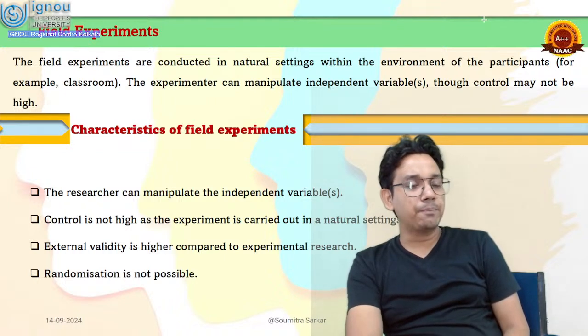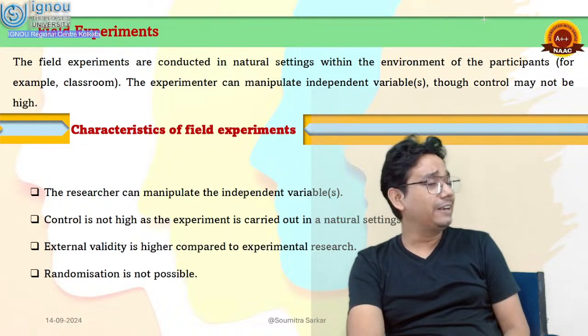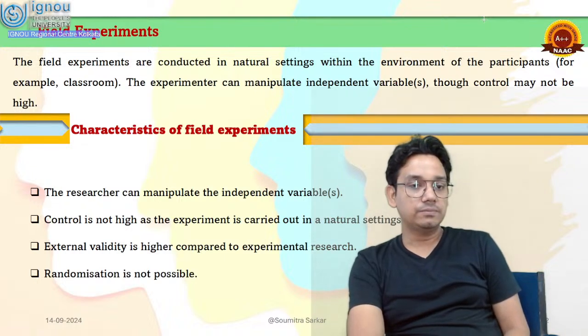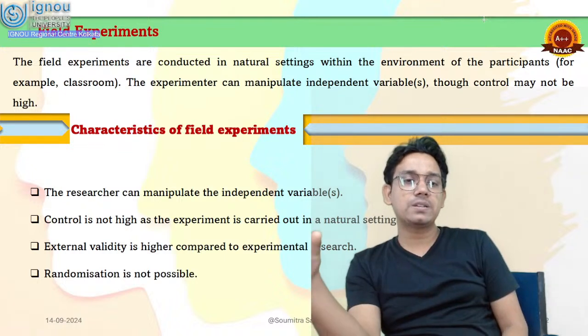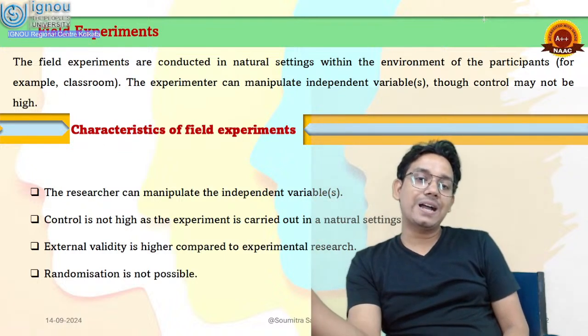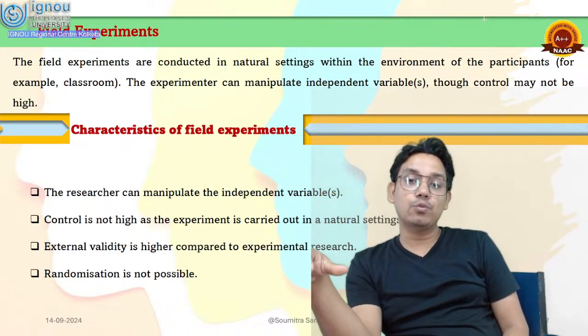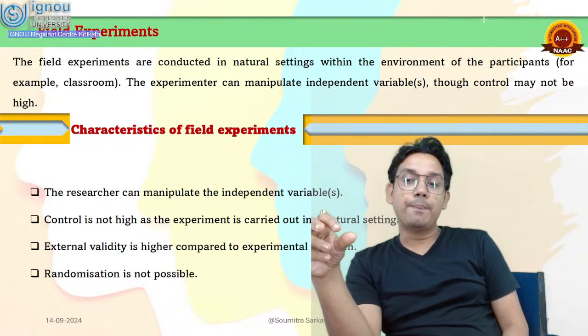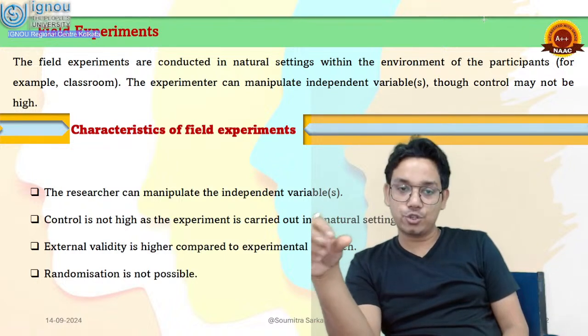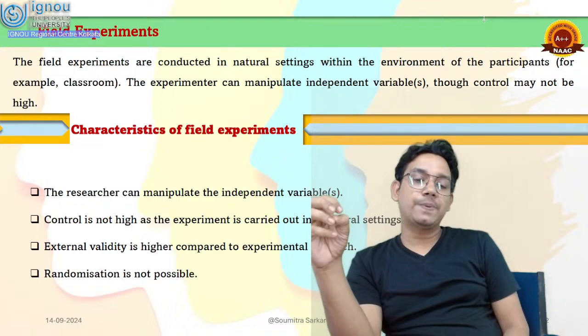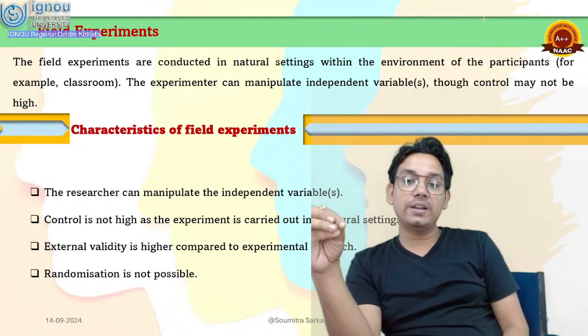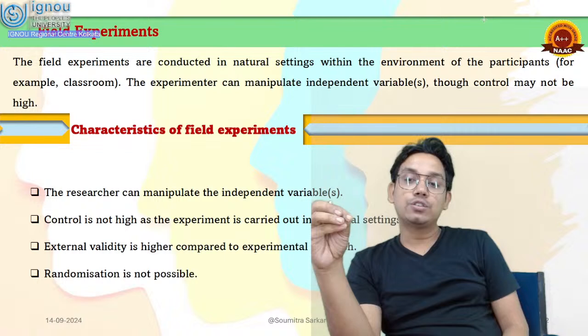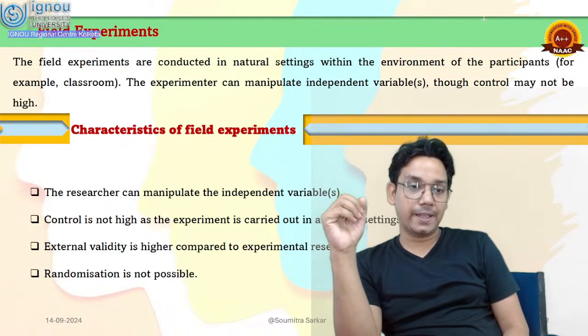Here is another important topic: the field experiment. Field experiments are conducted in natural settings, within the environment of the participants, for example, a classroom. The experimenter can manipulate independent variables, though control may not be high.